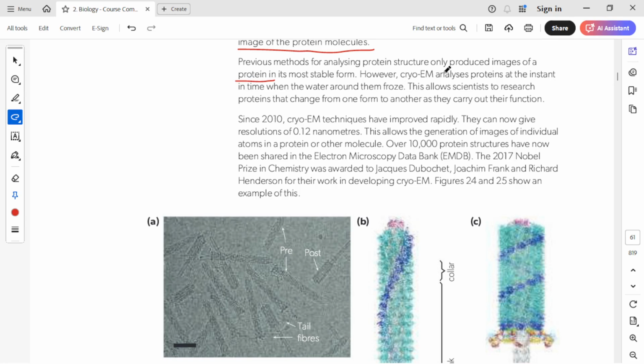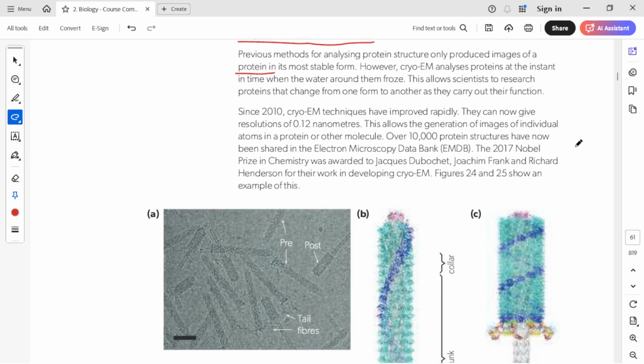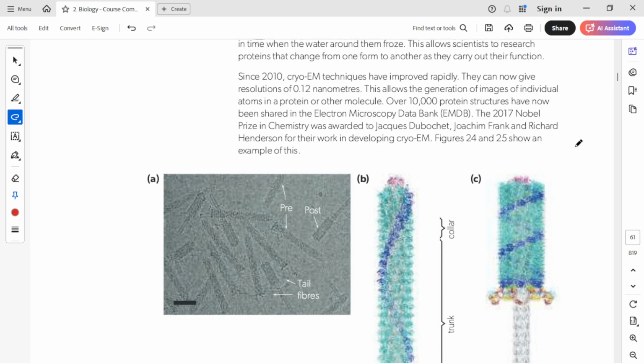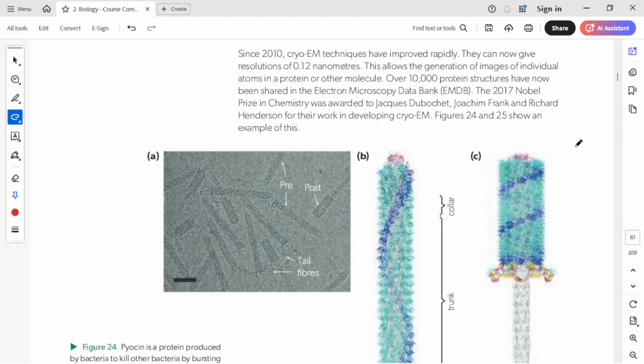In cryo electron microscopy, the proteins are captured in time when the water around them froze. This allows scientists to research proteins that change from one form to another as they carry out their function. They have been frozen during the time when they were in action, and at different stages they got frozen. So we can see all the possible structures of that protein in different orientations that could be studied here.